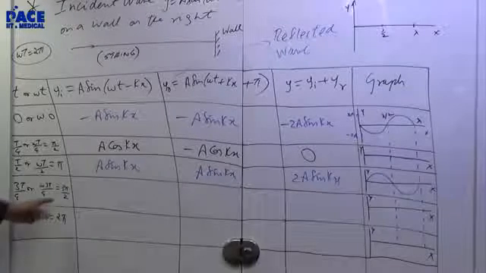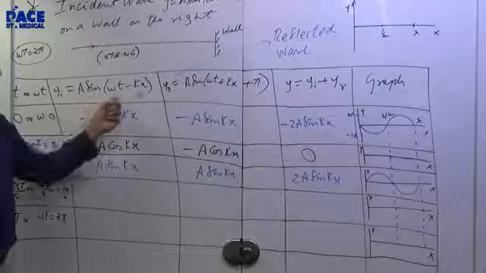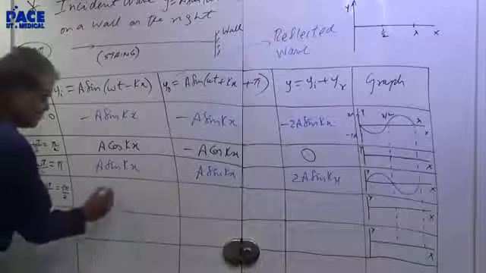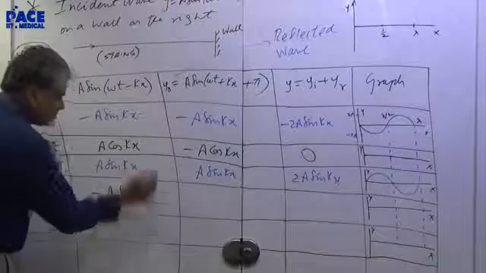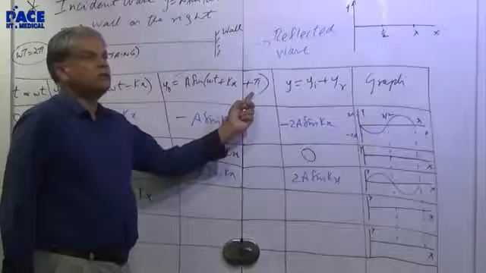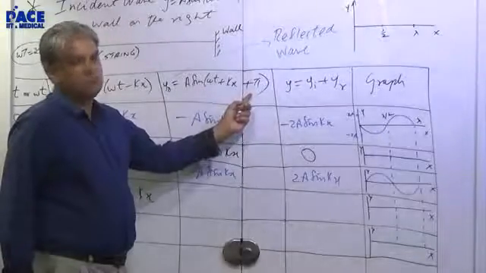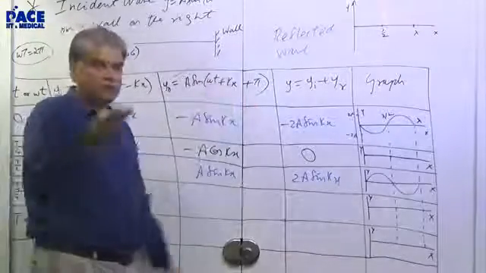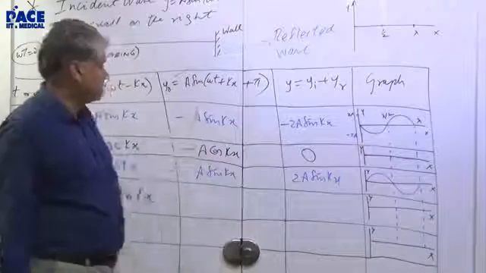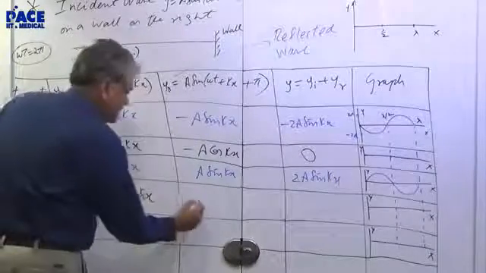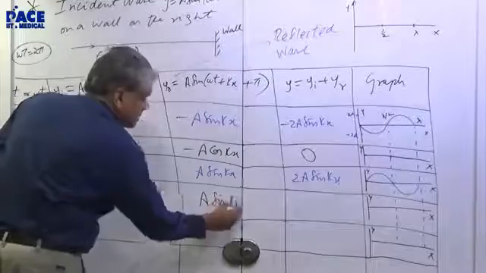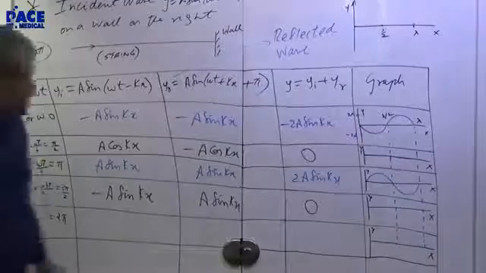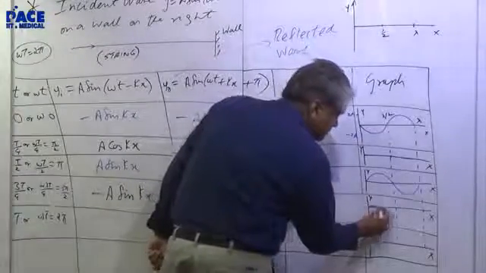And then you have 3 pi by 2, sin 3 pi by 2 minus kx, third quadrant. The sign is negative, so this will be minus A sin kx. This is 3 pi by 2 plus pi, 5 pi by 2, which means 2 pi. This is again the first quadrant. So that will be A sin kx. When you add these two, you get 0. So how will the shape look like? The string will be flat.